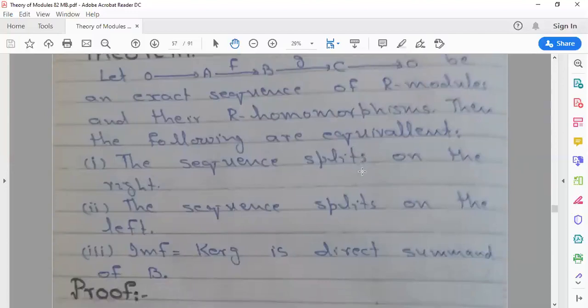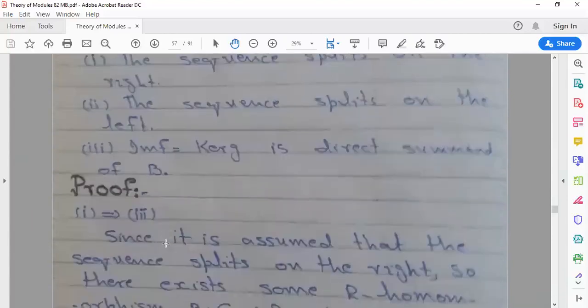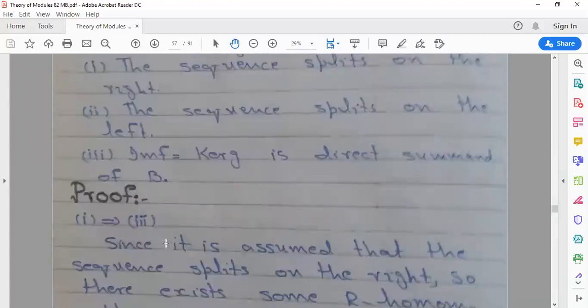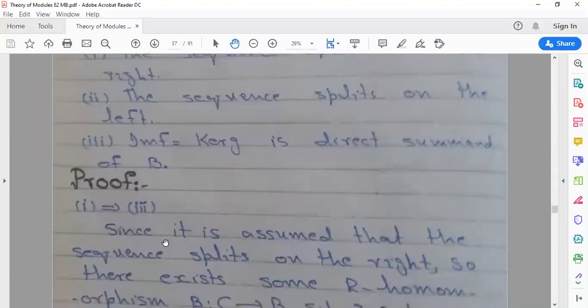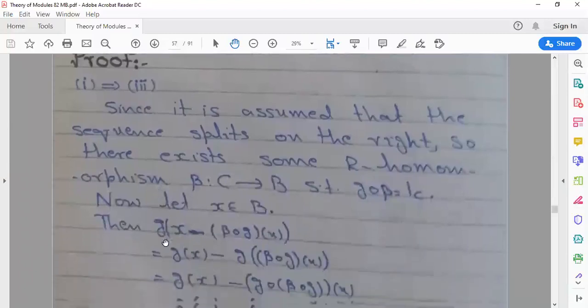So for this, number first, the sequence splits on the right. Number second, the sequence splits on the left. Number third, image of F equal to kernel of G is a direct summand of B. So we have considered the sequence split on the right. We proved that number third.